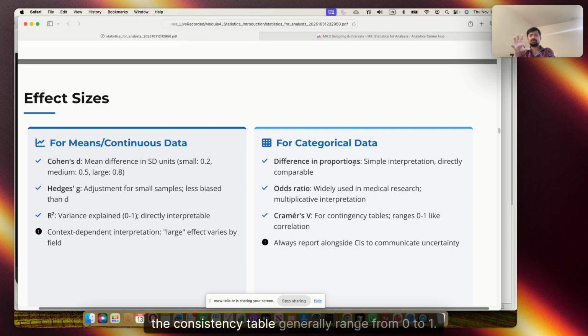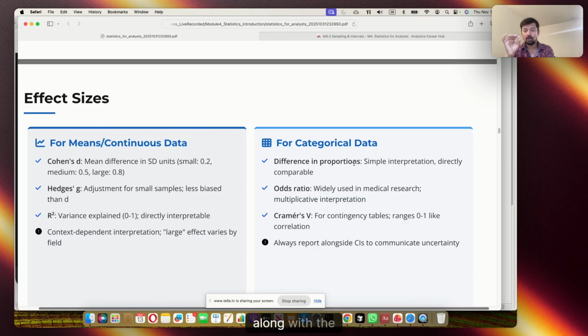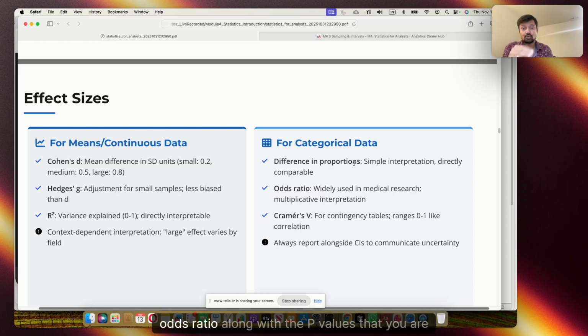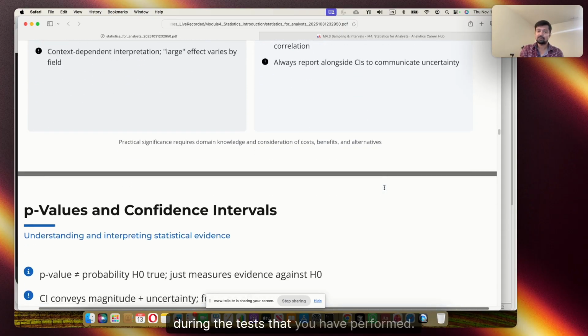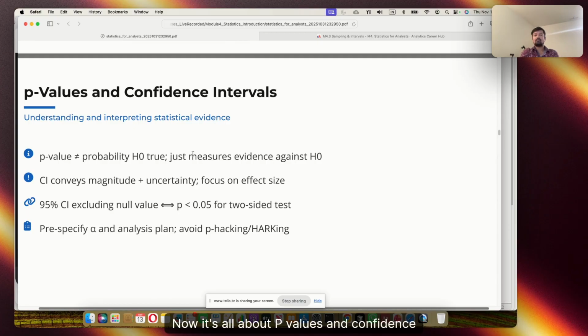The contingency table generally ranges from 0 to 1 for the correlations. You always report the confidence interval along with the odds ratio, along with the p values that you are reporting, so that you communicate effectively the uncertainty that might happen during the tests that you have performed. Now it's all about p values and confidence intervals.